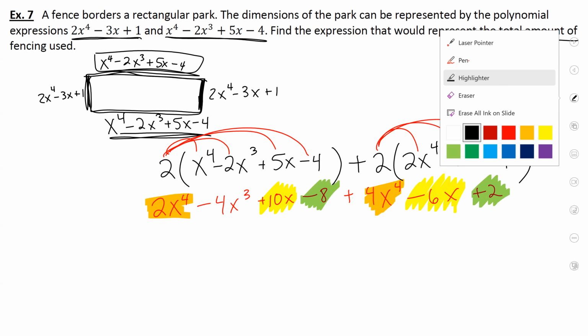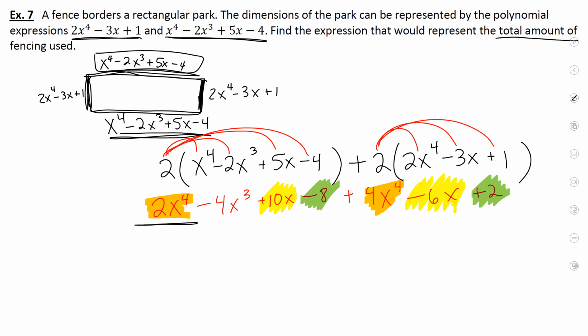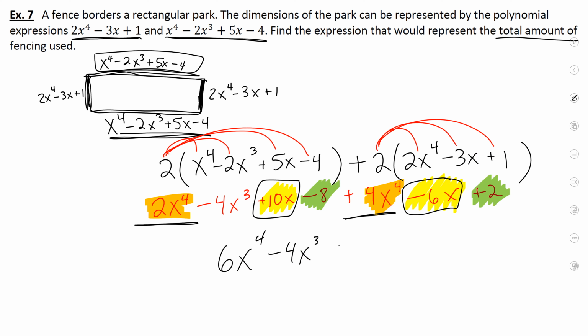So first, we have 2x to the fourth, 4x to the fourth. That's 6x to the fourth power. The minus 4x cubed is by itself. There's nothing else to pair it with. Then we have 10x minus 6x. That's 4x. And then negative 8 plus 2 is negative 6. So this is your answer.